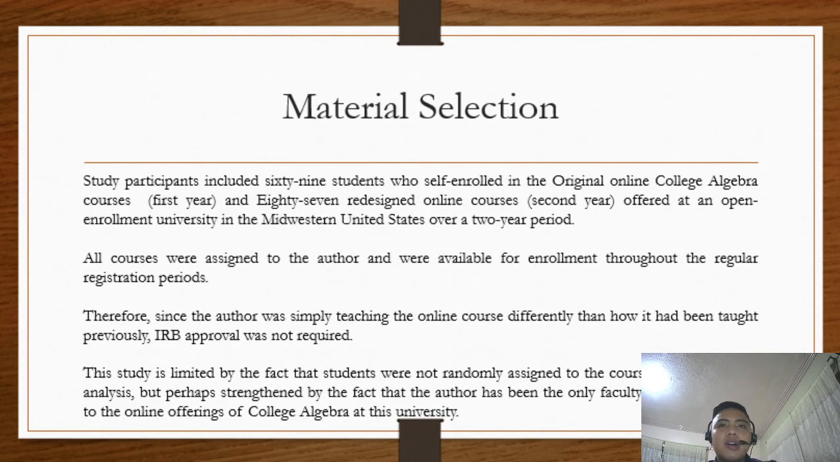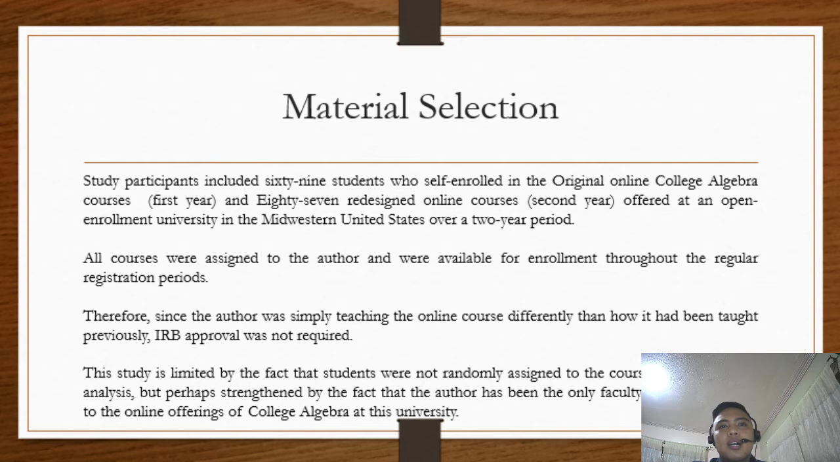Now let's go to our material selection. Study participants included 69 students who self-enrolled in the original online college algebra courses, which are those first-year students, and 87 redesigned online courses, which is in the second year, offered at an open enrollment university in the Midwestern United States over a 2-year period.